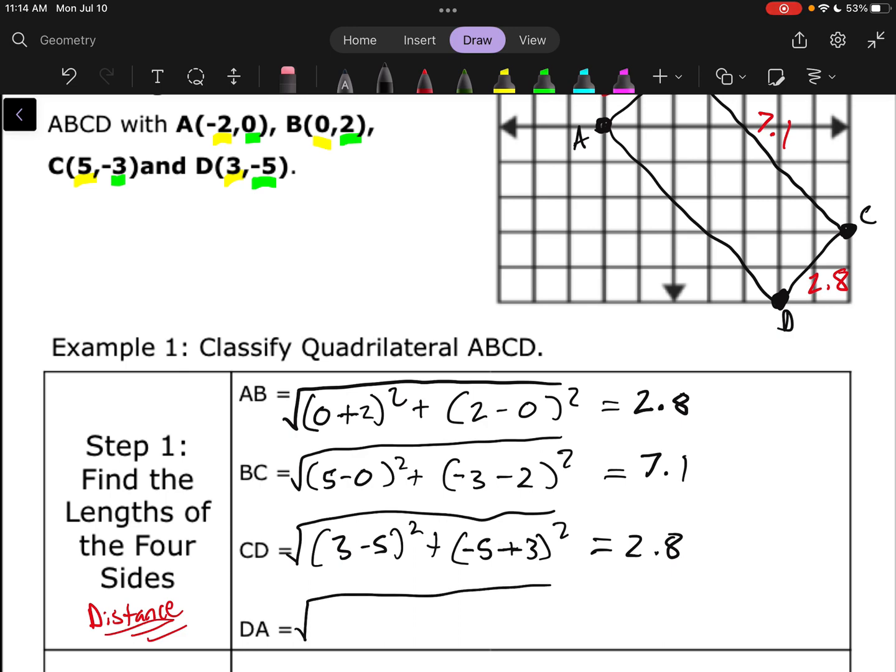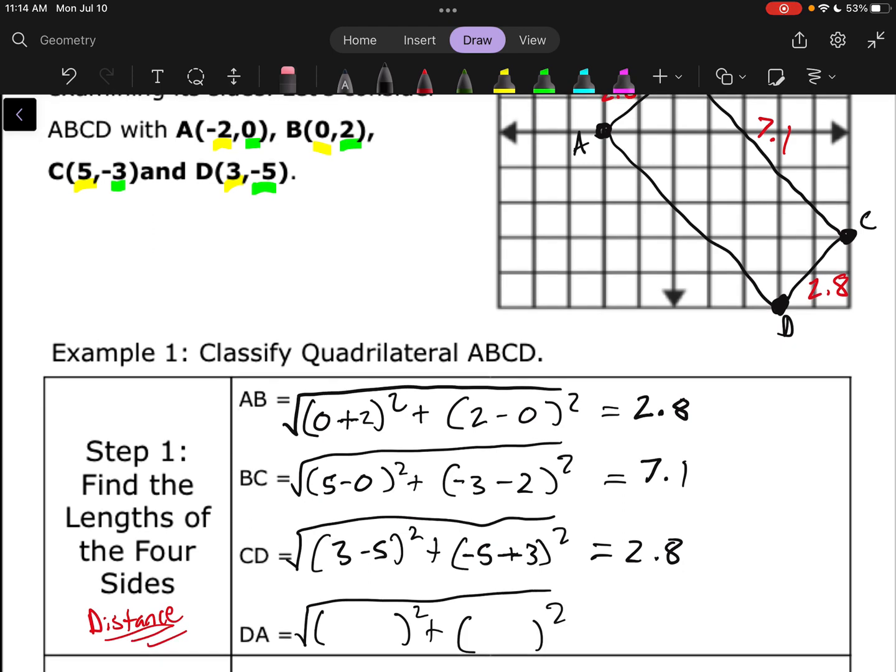Last one to check, though, is side DA. So for that one, we'll be doing D to A. So this will be 3 minus -2, which would be 3 plus 2. And this would be -5 minus 0. And let me type that one in. Hopefully we get another 7.1. And we do.